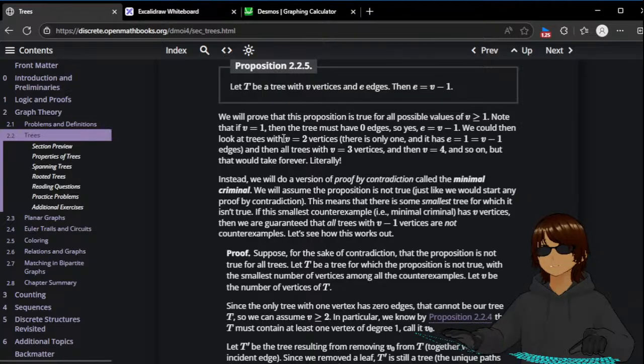We could then look at the trees with V equal to 2 vertices. It is only 1 and it has E equal to 1 edge. And then all trees with V equal to 3 and then V equal to 4 and so on. But that would take forever. Instead, we could do a version of proof by contradiction called the minimal criminal. We will assume that the proposition is not true. This means that there is some smallest tree for which it isn't true. If this smallest counterexample has V vertices, then we are guaranteed that all trees with V minus 1 vertices are not counterexamples. Let's see how this works out.